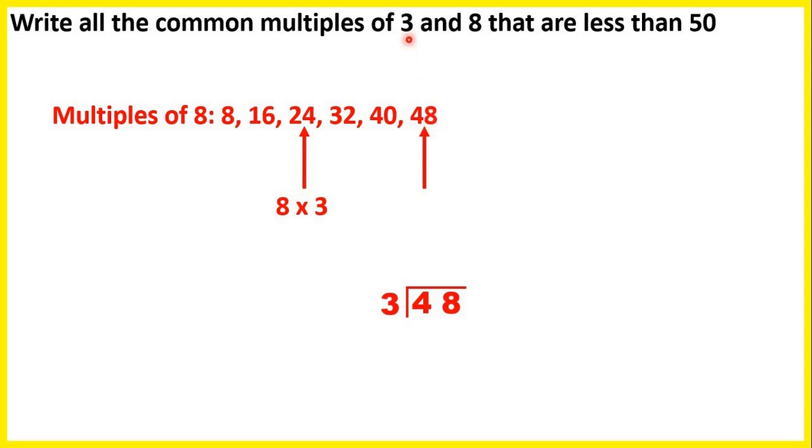48 is a multiple of 3 because if we divide 48 by 3, we get 16. So that tells us that 16 times 3 is 48. So 48 is in the 3 times table as well as in the 8 times table, and so is 24. So the common multiples of 3 and 8 that are less than 50 are 24 and 48. They're numbers that are in both the 3 and the 8 times tables.